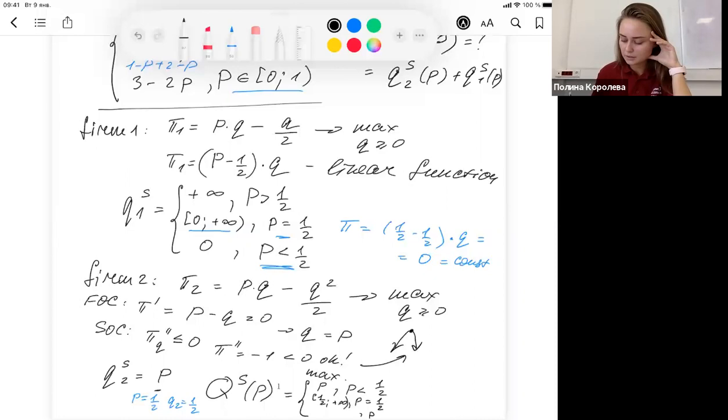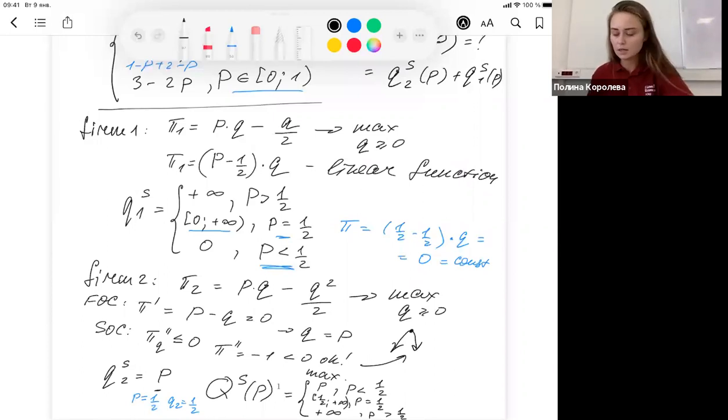And then if price is greater than 1/2, what will we have? The first firm supplies plus infinity, and the second firm supplies something greater than 1/2. But if we sum up plus infinity with any number, we will have plus infinity, from mathematics. So here will be plus infinity.